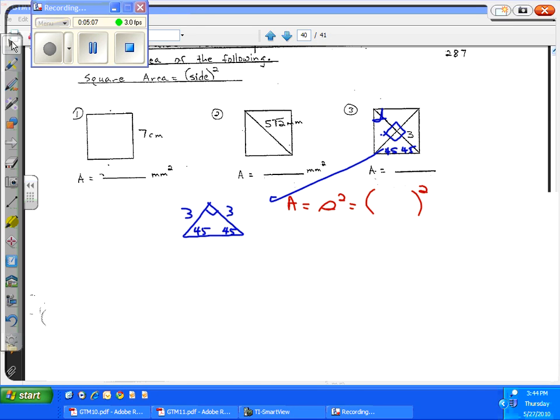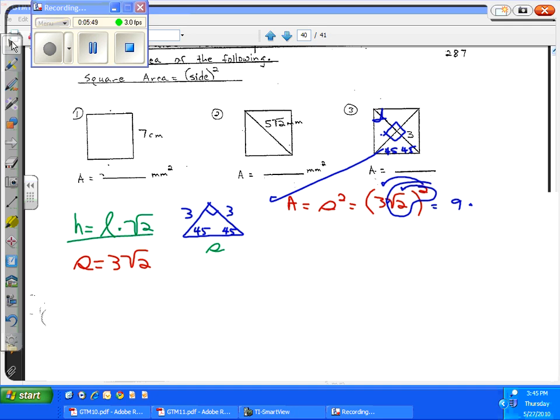And this is 3, this is 3. The side is the hypotenuse. In a 45, 45, 90, hypotenuse equals leg times the square root of 2. So the hypotenuse, which is the side, is equal to a leg, which is 3, times square root 2. So each side is 3 square root 2. We have an exponent on a parenthesis, so we check for a distributive. So what we're going to have is 3 squared, which is 9, times square root 2 squared.